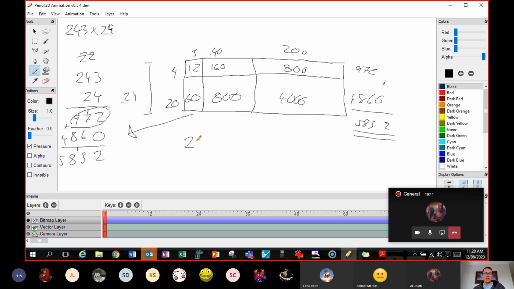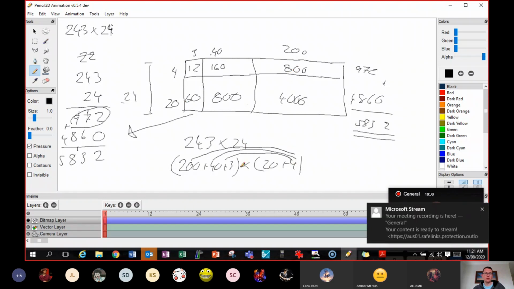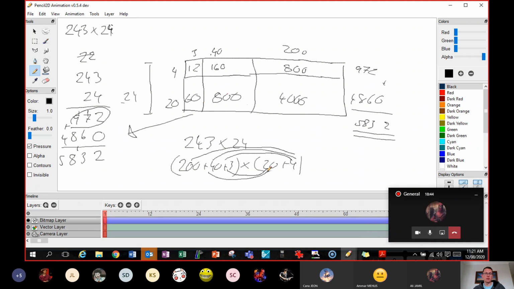So really what we did here is, instead of going 243 times 24, when you do the algorithm, you're really going 200 plus 40 plus 3 multiplied by 20 plus 4. I mean, that's what we did. So the first time we went 4 by 3 gives you 12. 4 by 40 gives me 160. 4 by 200 gives me 800. Then you did your 20s. 20 by 3 gives me 60. 20 by 40 gives me 800. 20 by 200 gives me 4,000. And that's how you do it when they're written with brackets. You need to multiply every term in this one with every one in that one.